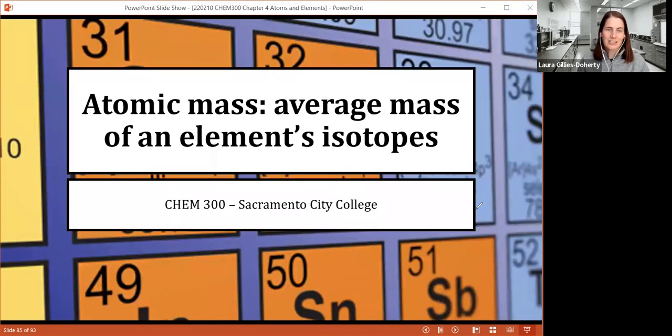Okay, our last section of chapter 4 is what we'll do next. It's going to be on atomic mass. We calculate the atomic mass of the elements as the average mass of an element's isotopes. I'll see you then. Thanks.